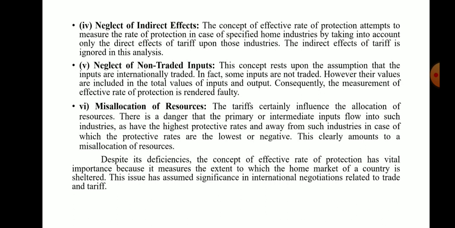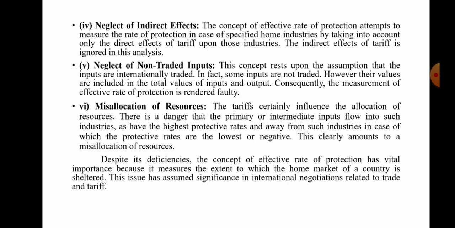The tariff certainly influences allocation of resources. There is a danger that the primary or intermediate inputs flow into such industries as have the highest protective rates and away from such industries in case which the protective rates are the lowest or negative. This clearly amounts to a misallocation of resources.